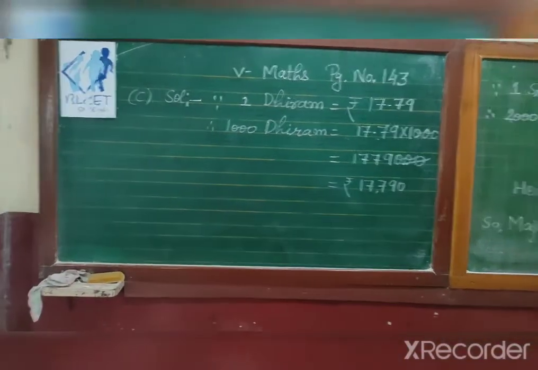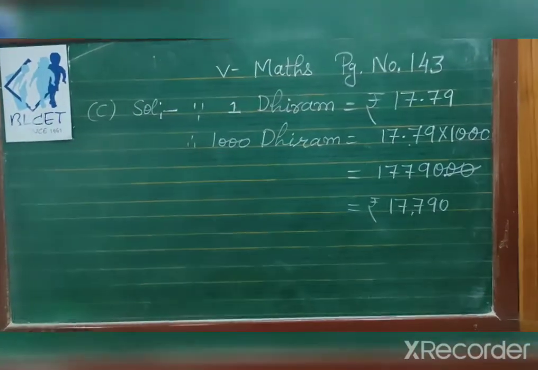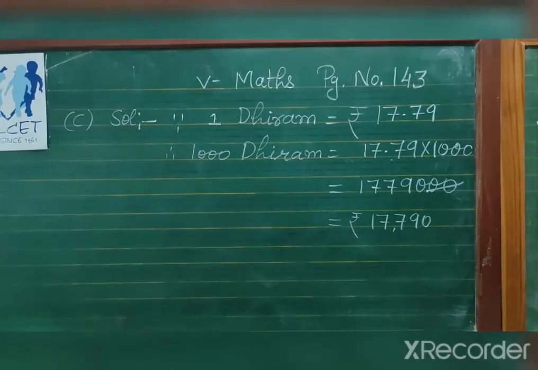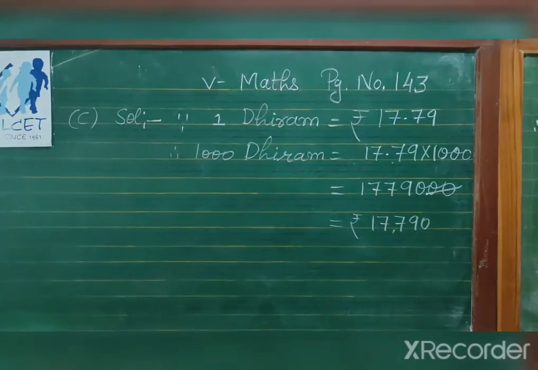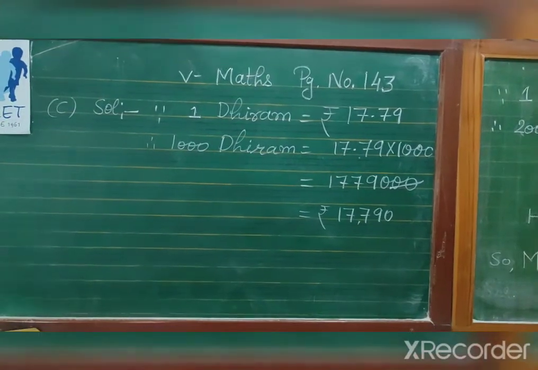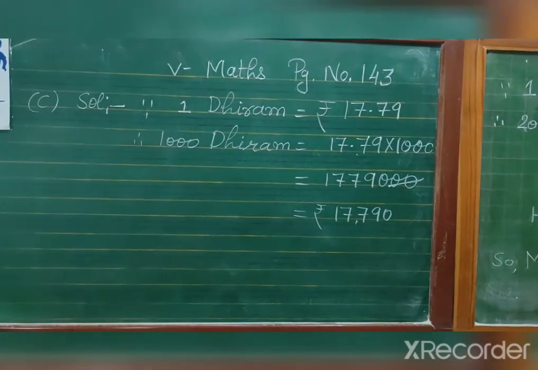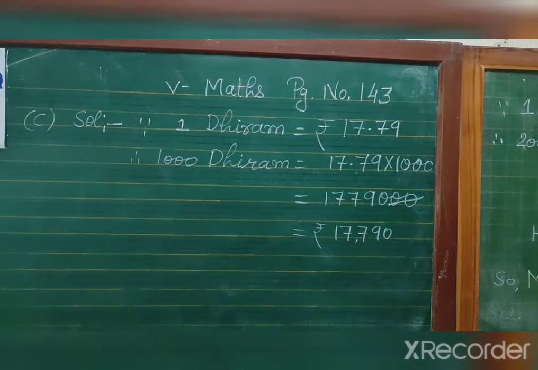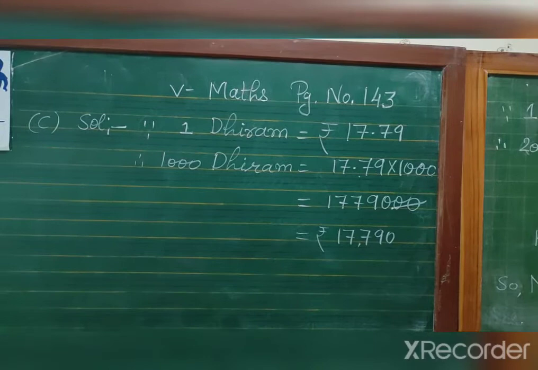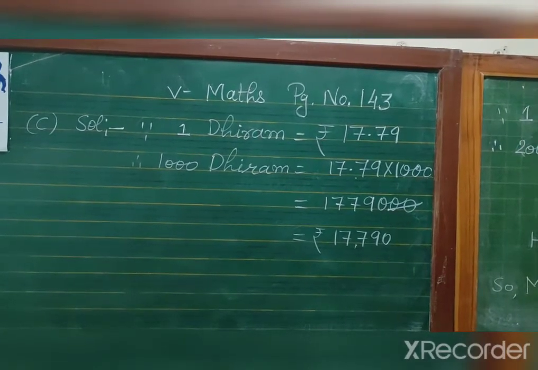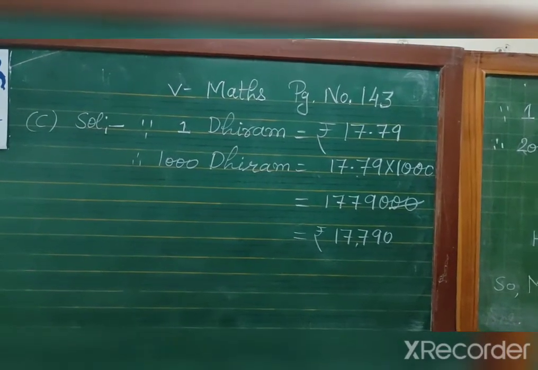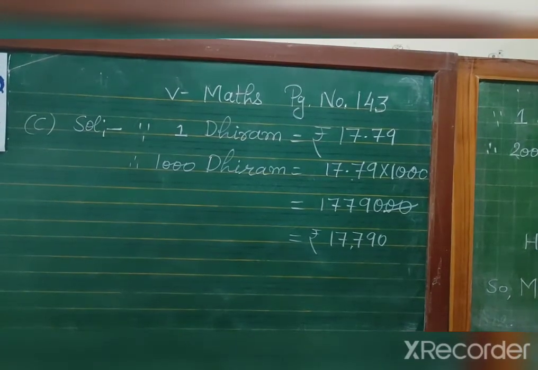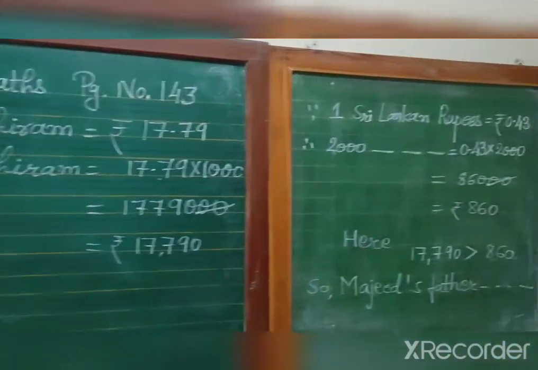For this what we will do, we will change the dirham and Sri Lankan rupees into Indian currency. Since 1 dirham is equal to rupees 17.79, 1000 dirham is equal to this multiplication. You will forget for a moment the decimal, and simply write 1779 and 000, and before 2 digits you will put the decimal. You can see in the video. So you will get the money 17,790.